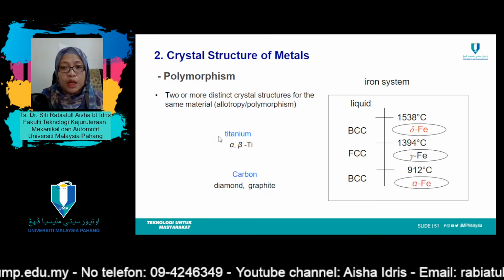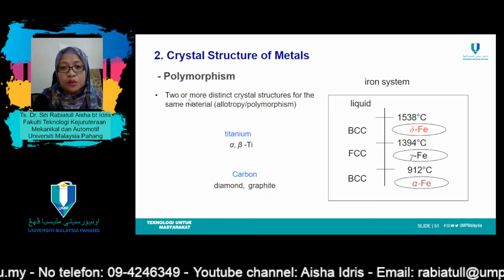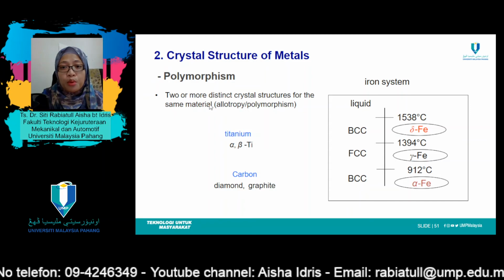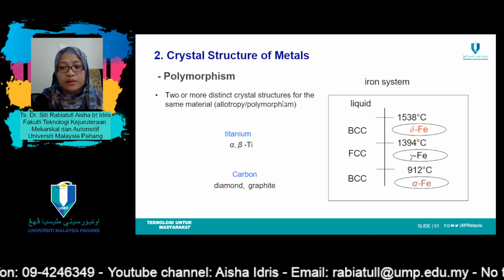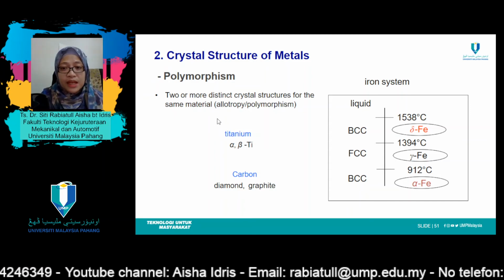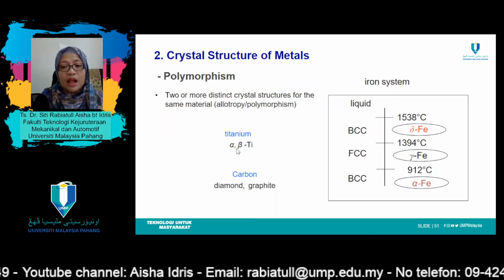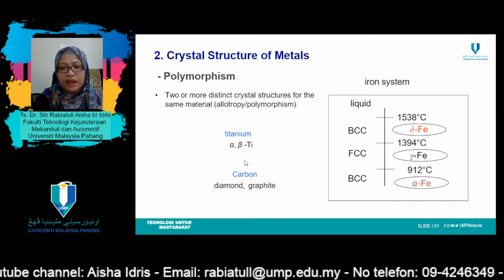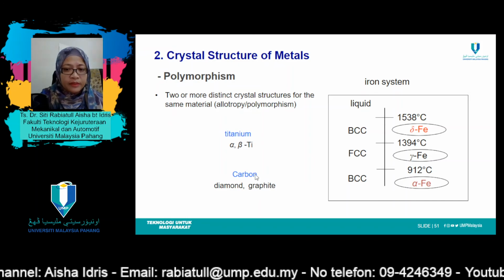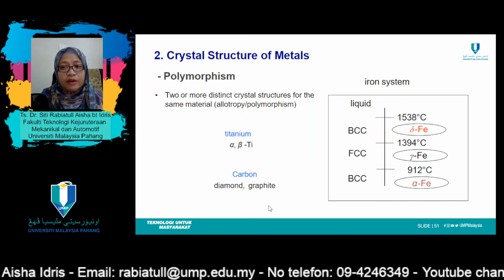Meanwhile, polymorphism refers to two or more distinct crystal structures for the same material. For example, titanium has alpha and beta titanium. Same goes to carbon, which has diamond and graphite.